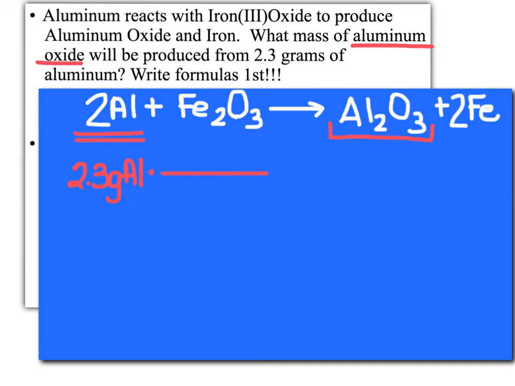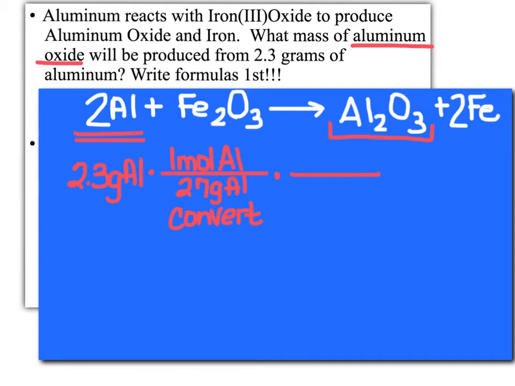Since they gave it to us in grams, our first step is that we have to convert to moles because we can only relate these things to each other using moles. So we would go to the periodic table and find that aluminum weighs 27 grams per mole. That's our first step. If we stopped here, all we've done is convert to moles.